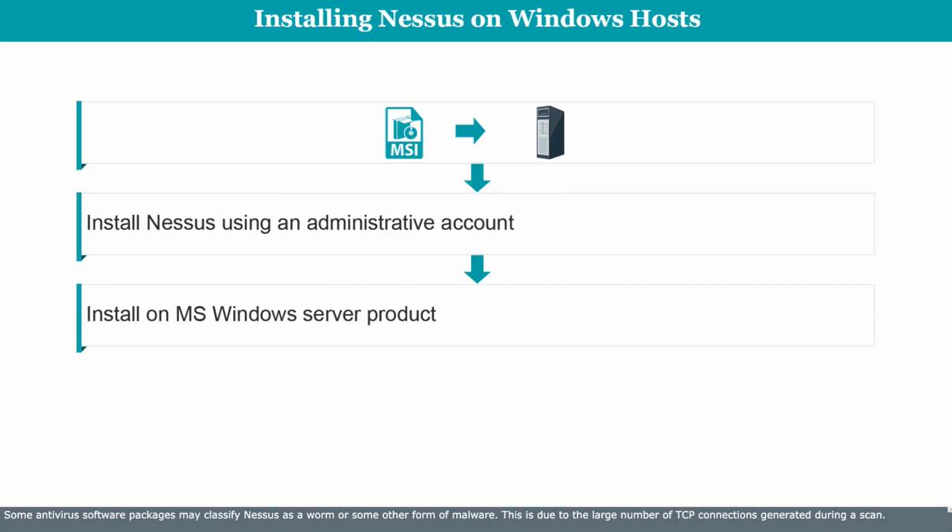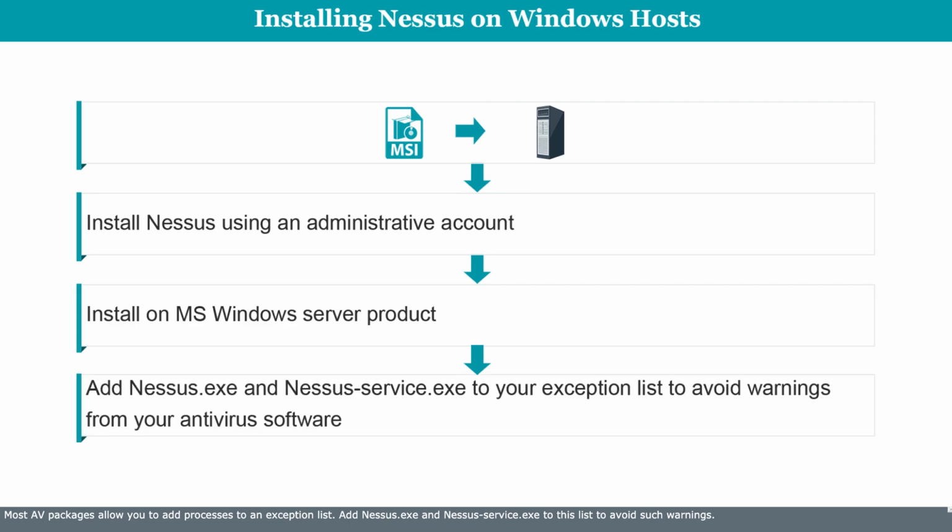Some antivirus software packages may classify Nessus as a worm or some other form of malware. This is due to the large number of TCP connections generated during a scan. Most AV packages allow you to add processes to an exception list. Add nessus.exe and nessus-service.exe to this list to avoid such warnings.